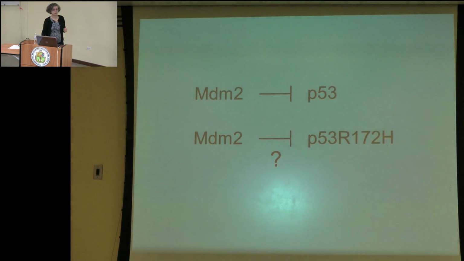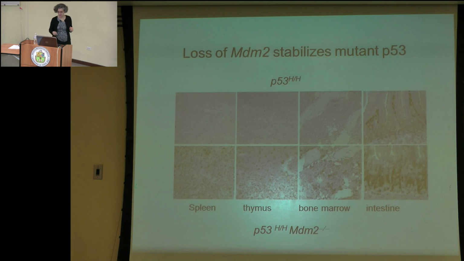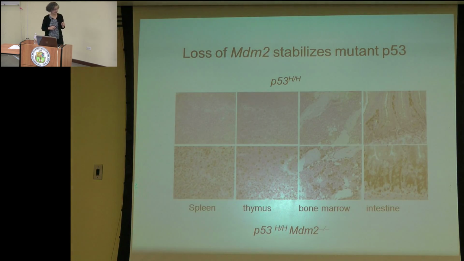Question? Somebody up there? So what do we do? Tamara then looked at mutant p53 stability in the absence of MDM2. Here we had that panel that I showed you earlier where we cannot detect any stable mutant p53. But when we take out MDM2, you can see that every one of these tissues now stabilizes p53. So MDM2 is regulating p53, just wild type p53 and mutant p53.